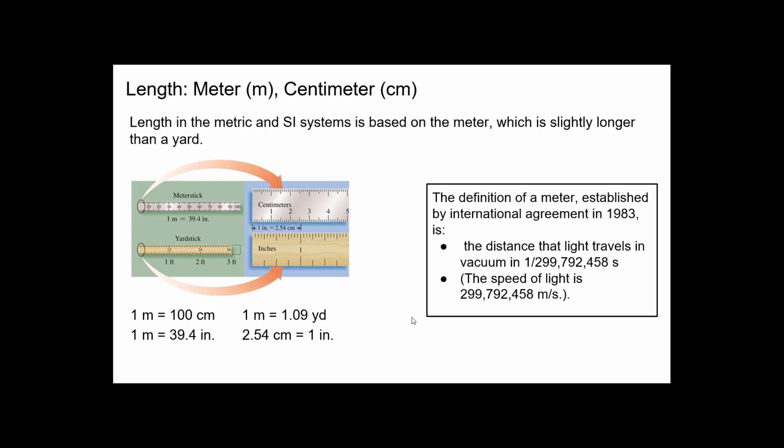One meter stick is 100 centimeters, so it's broken into 100 centimeters. 1 meter is equal to 39.4 inches. 1 meter is equal to 1.09 yards. And if you're looking at centimeters, 2.54 centimeters equals 1 inch.